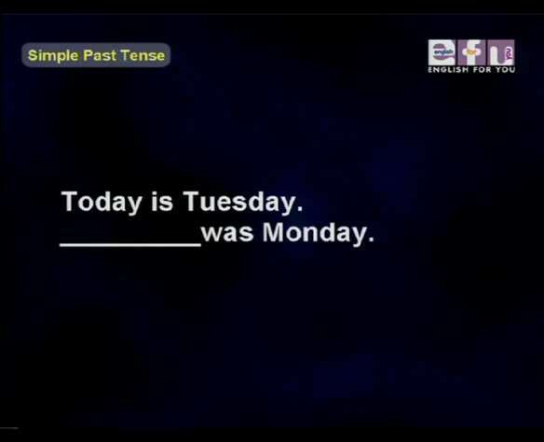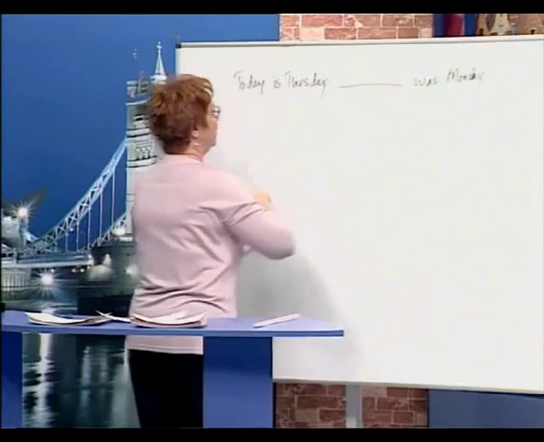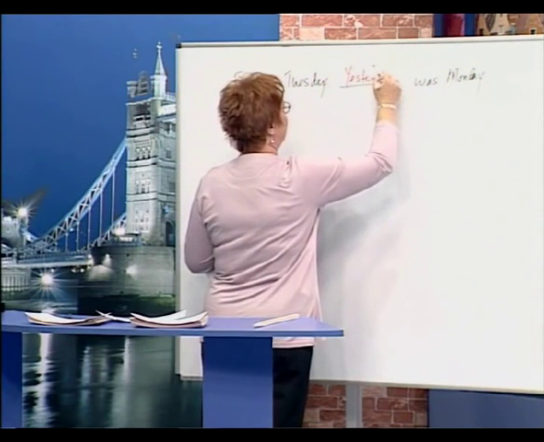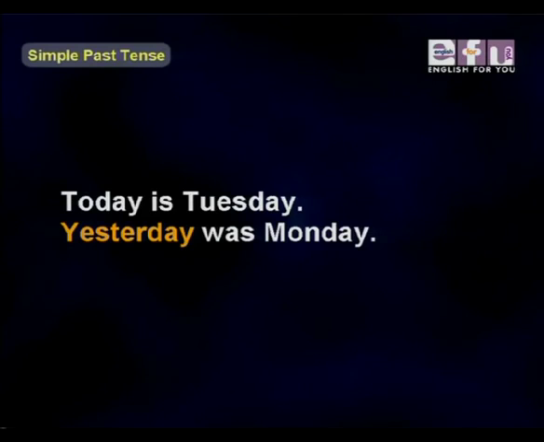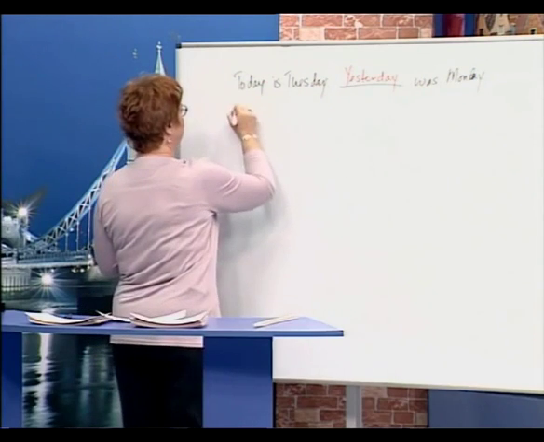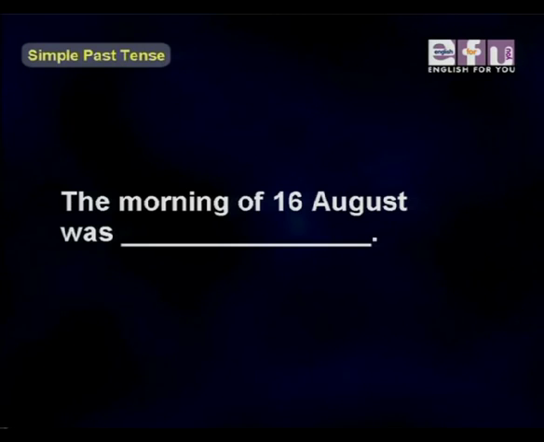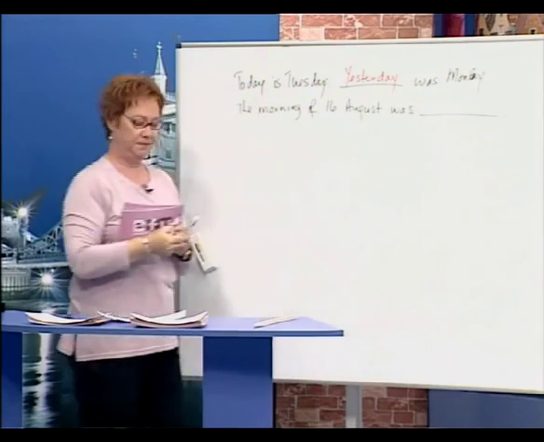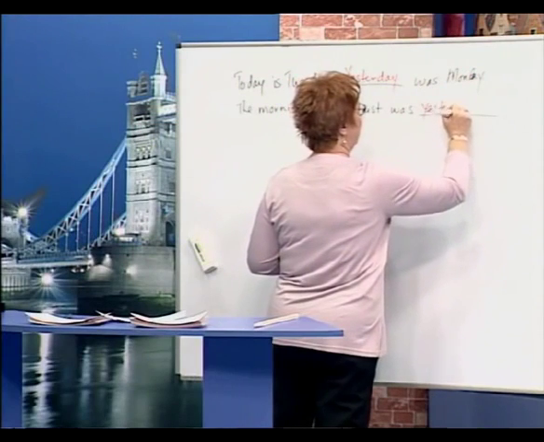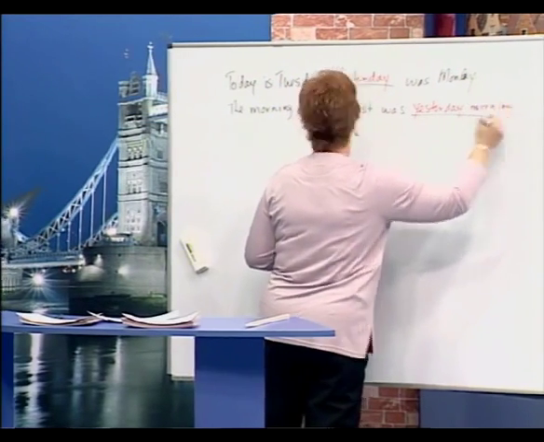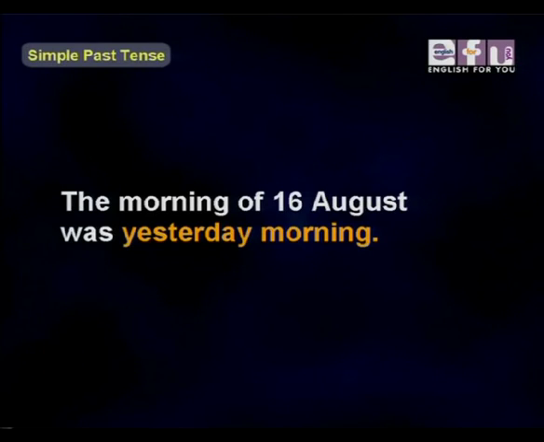Today is Tuesday, and Susan, you're going to do this one. Susan? Today is Tuesday. Yesterday was Monday. Yes, good. Yesterday was Monday. Okay, Isabel, here's one for you. The morning of 16th August was yesterday morning. Yes, good girl. Yesterday morning. The morning of 16th August was yesterday morning.